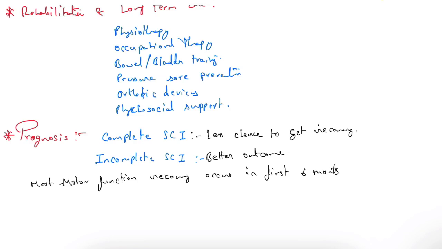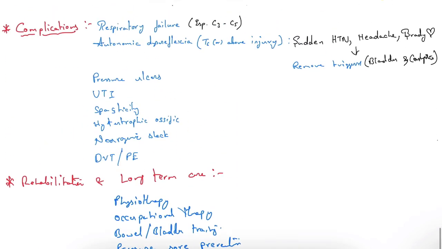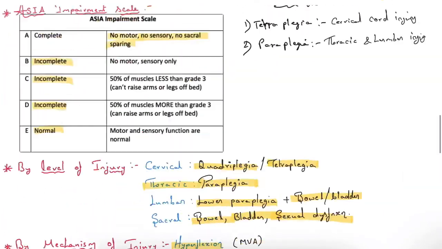Okay, so how can we prevent this? We can prevent this by wearing seat belts and helmets while driving, fall prevention, and always patient education. Okay, so these are the things that will come in spinal cord injury.